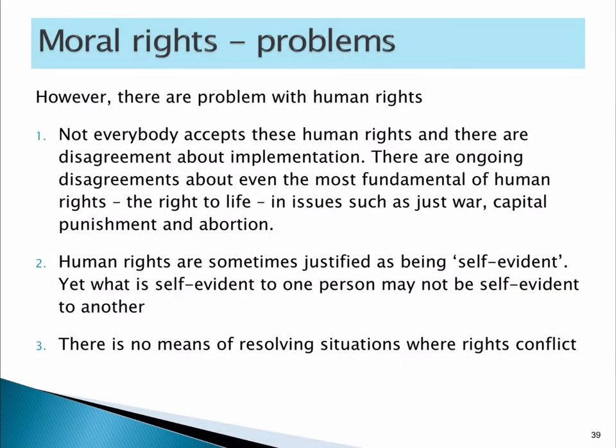As with other approaches that we've seen in terms of ethics, there are some problems with this particular approach, the approach of using rights as the basis for judging an ethical act. So the first is that not everyone accepts each of these human rights, and they disagree with how you implement it. I mean, what is a just and fair remuneration? What system do you put in place to ensure everyone has a fair and just remuneration, as one simple example?